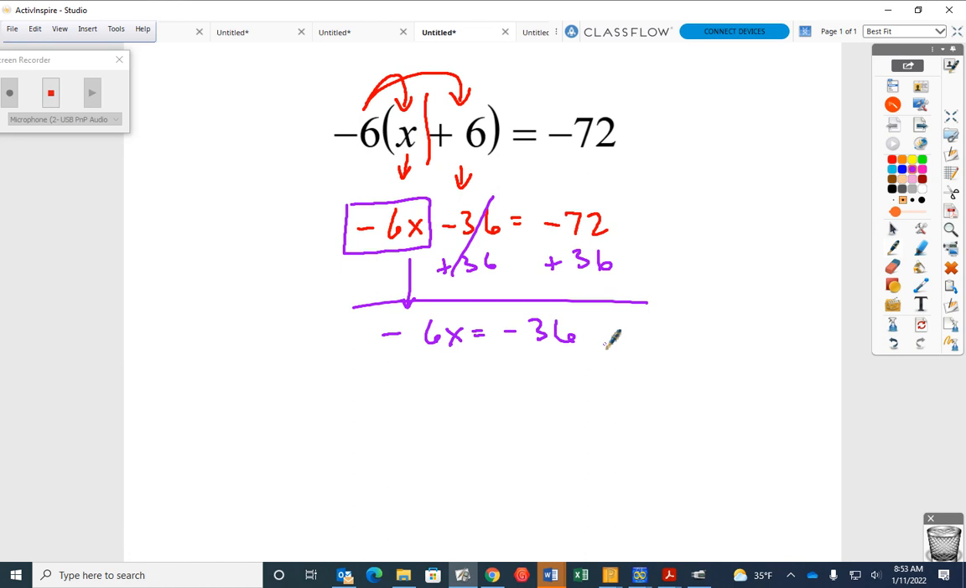Okay, so now I have a one-step equation. What's happening to x? It's being multiplied by what? Thank you, a negative 6. So I'm going to undo that by dividing each side by negative 6. A negative divided by a negative is a positive. And what is 36 divided by 6? 6. Okay. It was the exact same answer.